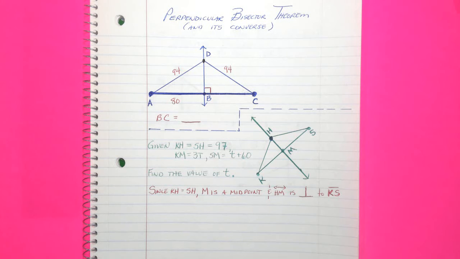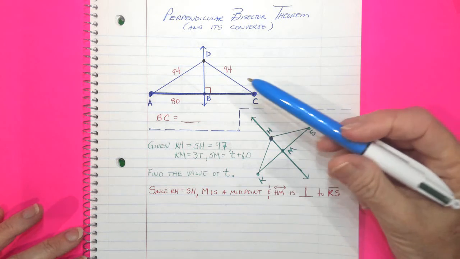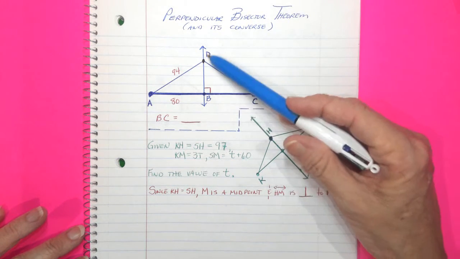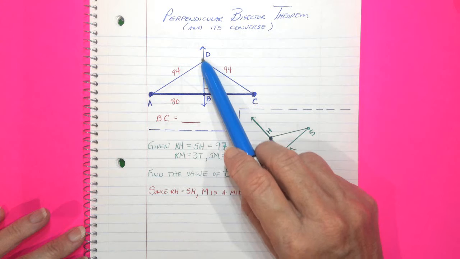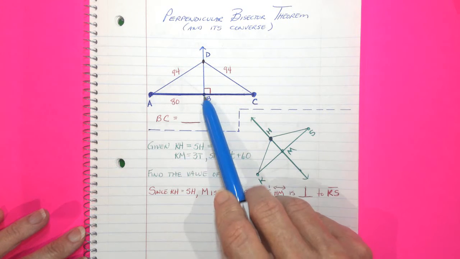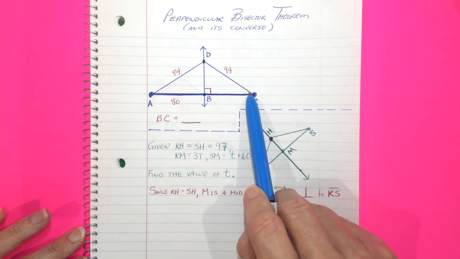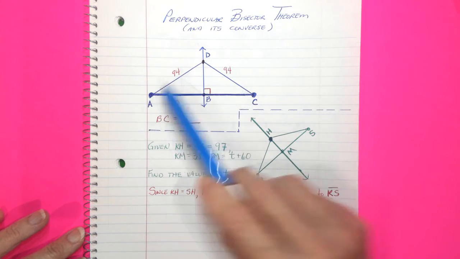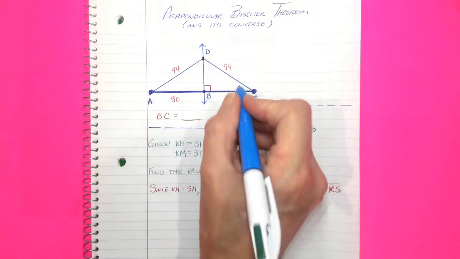So now let's look at some problems that apply the perpendicular bisector theorem, which says if a point is on a perpendicular bisector, then it is equidistant from both endpoints of the segment that was bisected. And here we see in this first problem that point D is on a perpendicular line, and it is indeed equidistant from both endpoints of the segment.